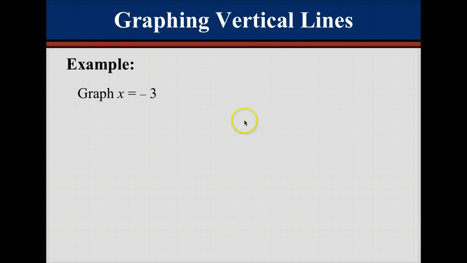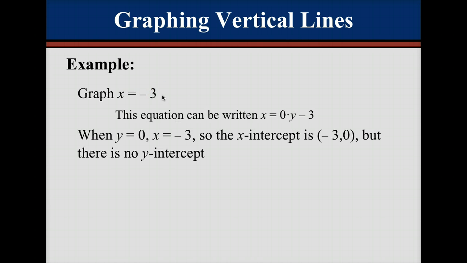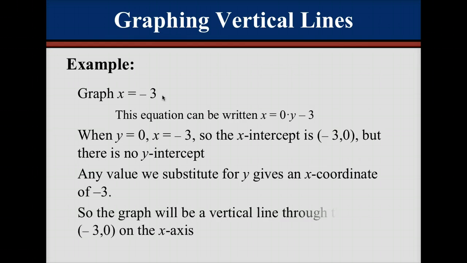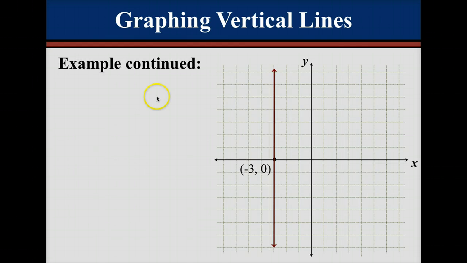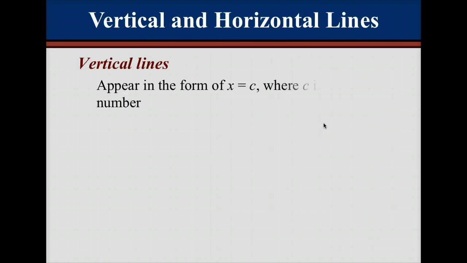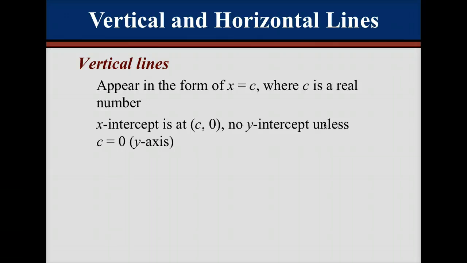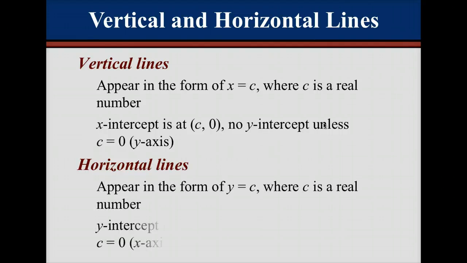Now for a vertical line, it doesn't matter what value you give for y, x is always going to be negative 3, I'm sorry. There is no y-intercept. So when you graph this one, it says x is equal to negative 3, so you go over to negative 3 and you've got a vertical line at negative 3. There will be no y-intercept. And this is the information that you find on page 150 about horizontal and vertical lines.